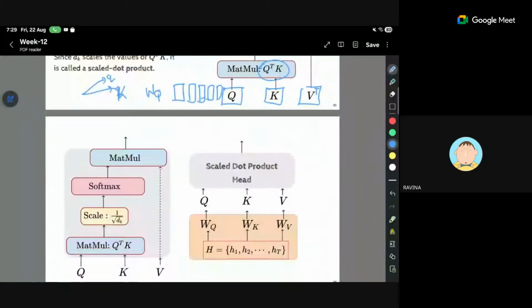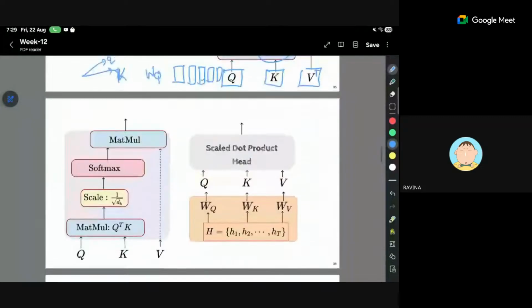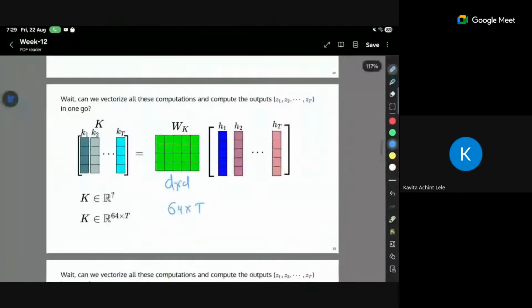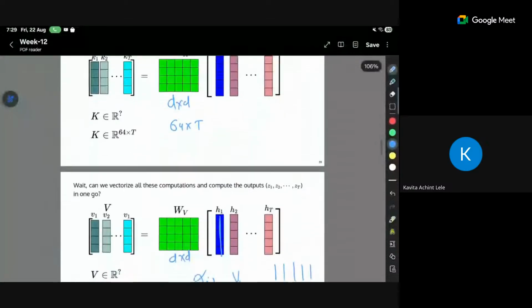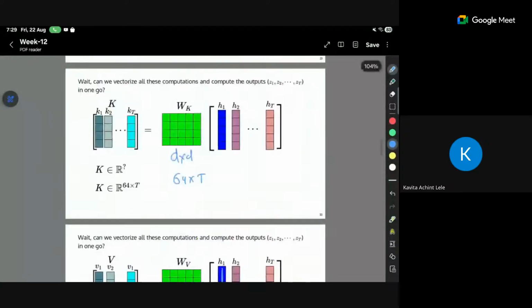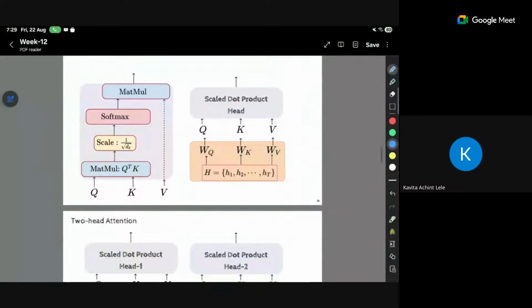So one basic question: you explained about WQ just now. Then WK and WV are also the parameters, right? In this case, yes. Yes, all three of them are going to be parameters. Okay. Thanks. Okay.